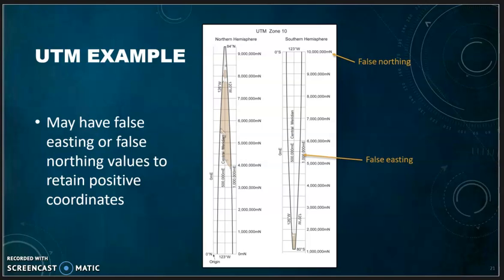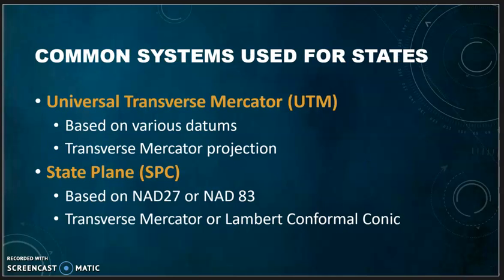So here's an example of a UTM, or Universal Transverse Mercator. There may be a false easting or false northing of values to make sure that all values retain positive coordinates. So here we have our false easting and false northing. So we won't see any negative values with the UTM.